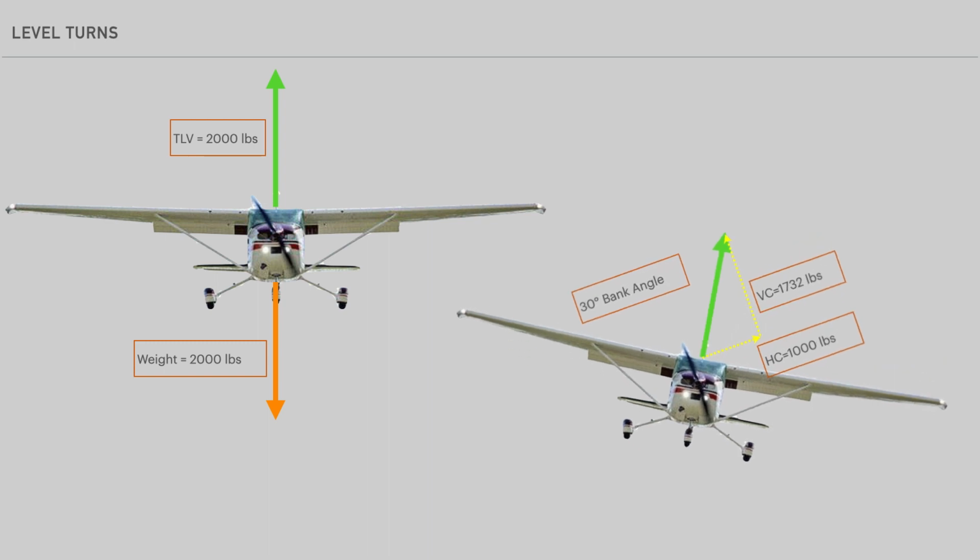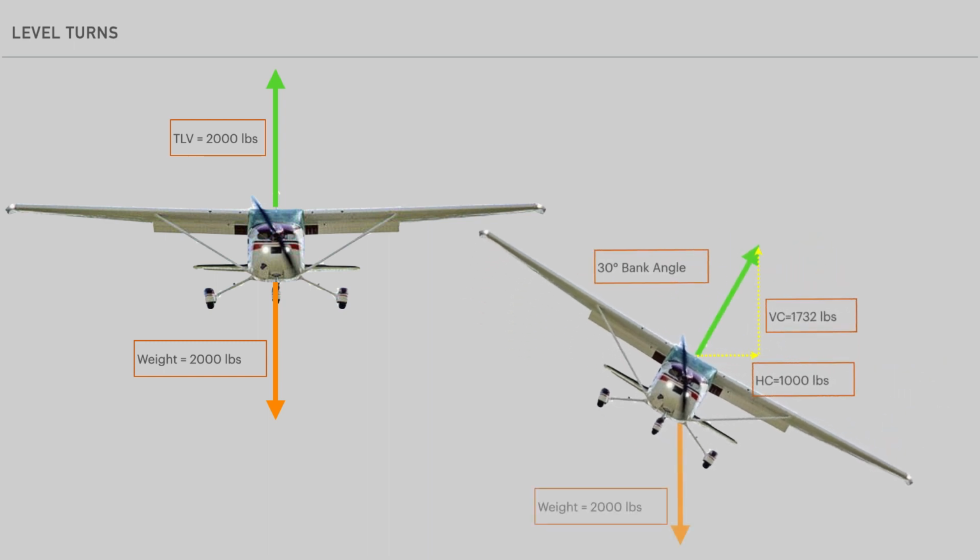Notice as we bank the airplane 30 degrees, the vertical component decreases, the horizontal component increases, yet the total lift vector remains the same. In this condition, the airplane will necessarily begin a descent as the vertical component, producing 1,732 pounds, can no longer support the weight of the airplane, which is 2,000 pounds. To counteract the loss of vertical lift, the angle of attack must be increased.